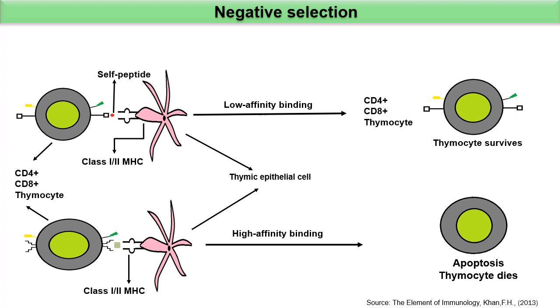So what is the result of the negative selection? The result is development of tolerance, that is tolerance to self-antigen. Now let us know about the structure of the T-cell receptor alpha beta.